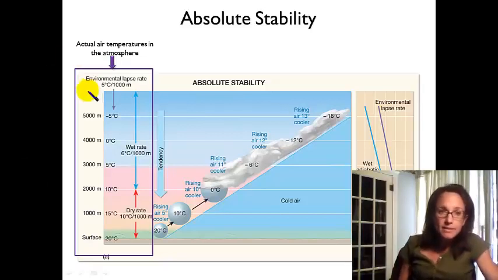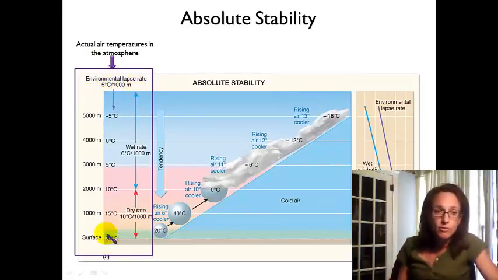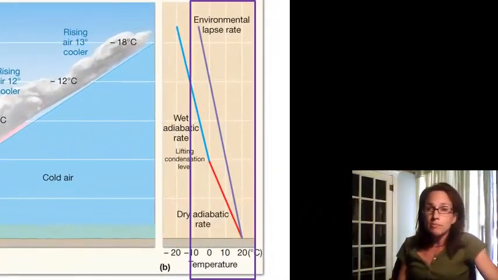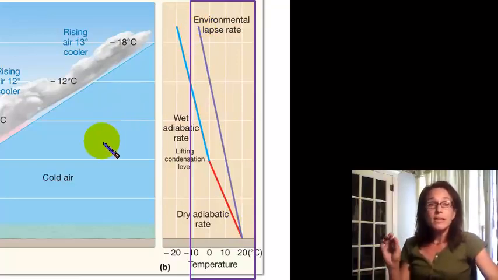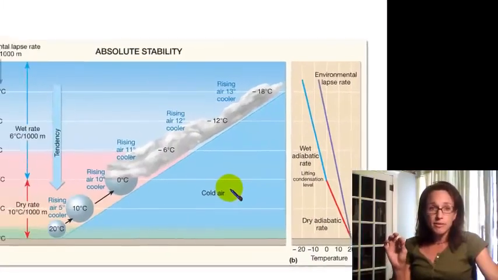In this example, the environmental lapse rate, or the rate at which the actual air temperature changes with elevation, is 5 degrees Celsius per 1,000 meters. So if we start at 20 degrees Celsius, we drop 5 degrees Celsius in the first 1,000 meters, another 5, and by the time we're at 5,000 meters in elevation, we're at minus 5 degrees Celsius. We can plot that on the graph over here. We have temperature on the x-axis, and as we go up in elevation, the temperature decreases. So that's our environmental lapse rate, the actual measured temperature in the atmosphere.